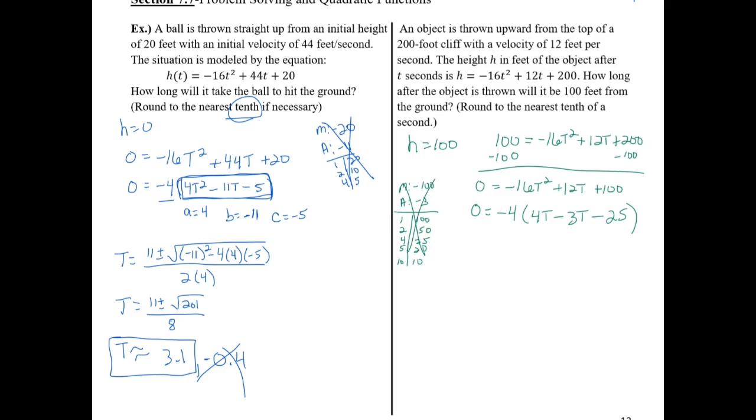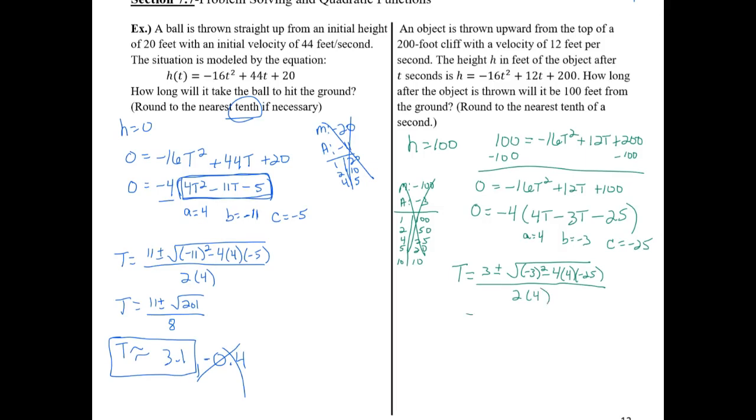So we're going to go to the quadratic formula. And a is going to be 4. So we're going to leave it with the GCF factored out, so we have smaller numbers. So a is 4, b is negative 3, and c is negative 25. So t will equal negative b, so negative 3 is positive 3, plus or minus the square root of negative 3 squared minus 4 times a times c, all over 2 times a.